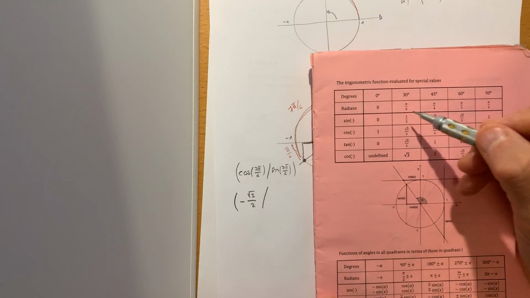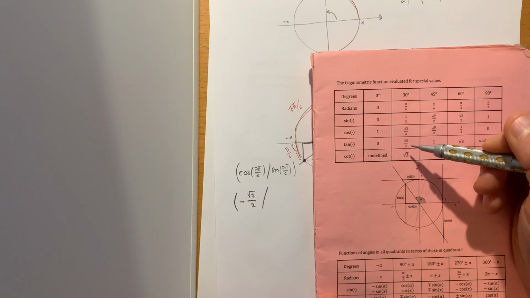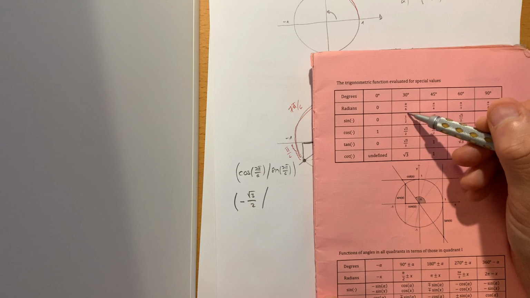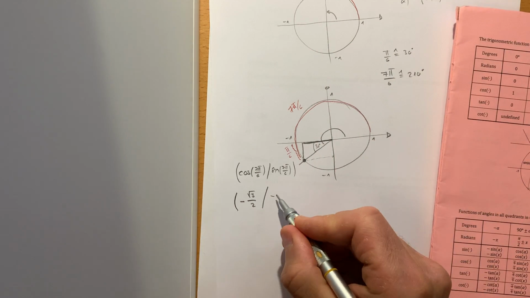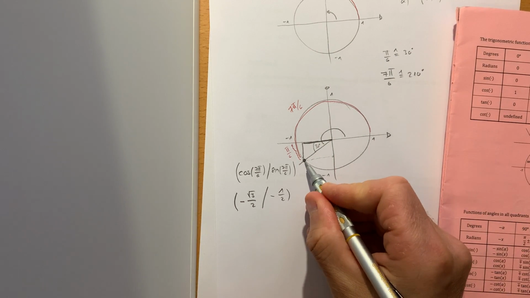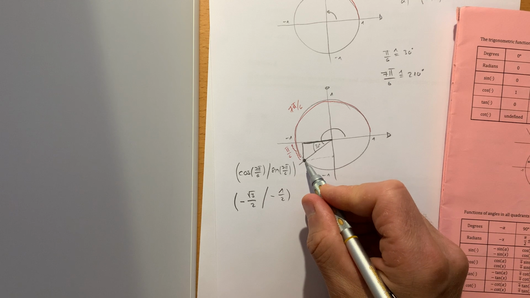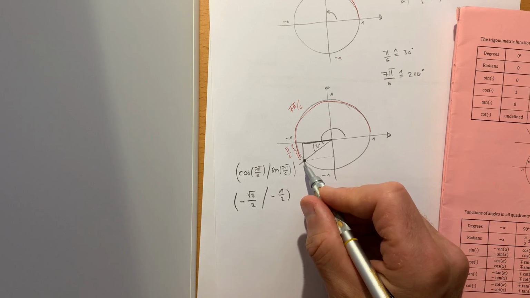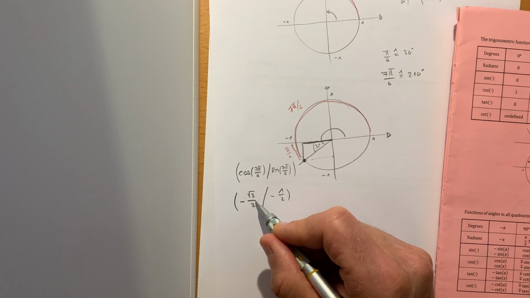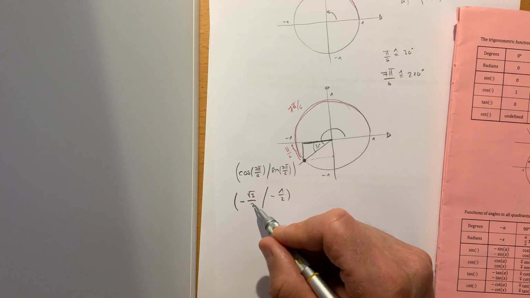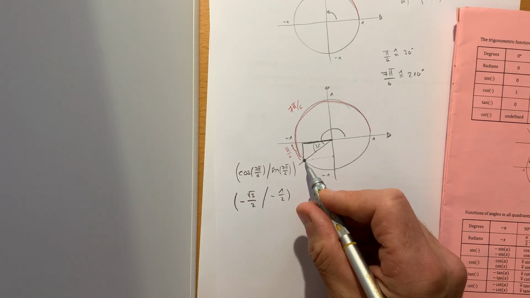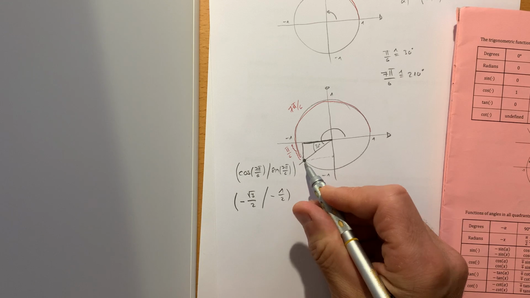But let's check. Sine of pi over 6 is 1/2. But in this case, minus 1/2. So the coordinates of this point are minus square root of 3 over 2 and minus 1/2. These are the coordinates of this point.